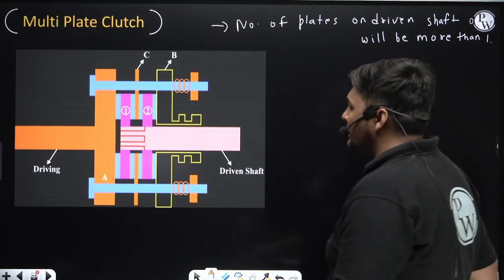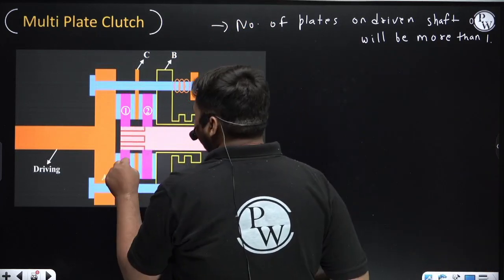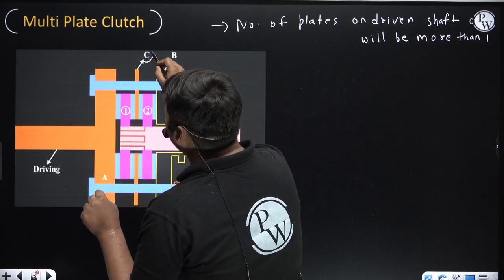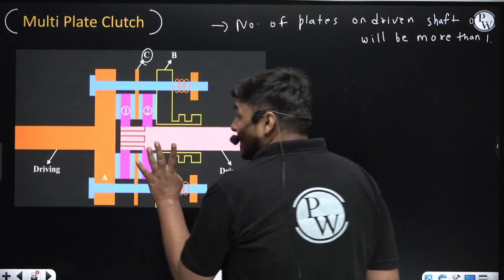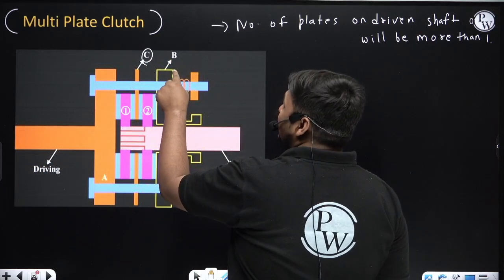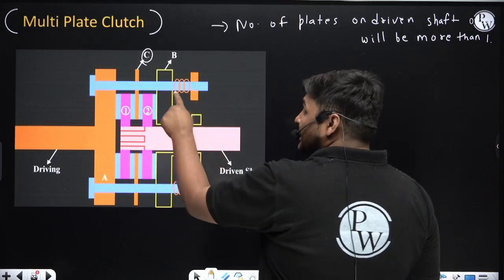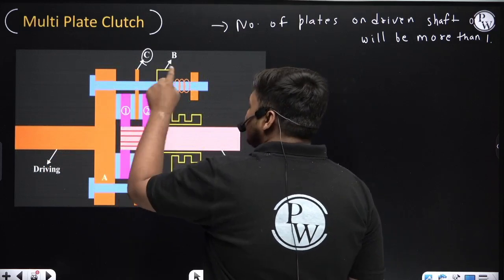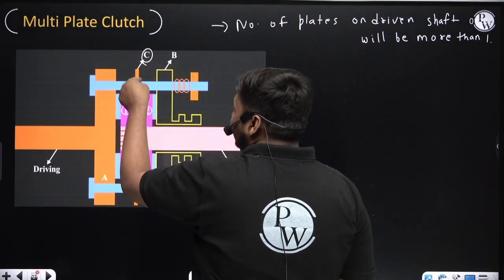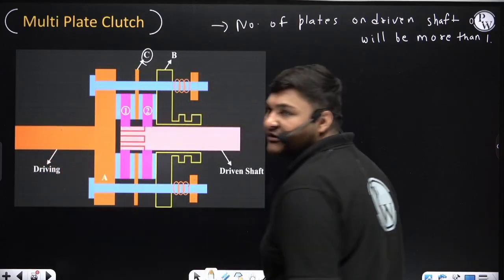How? These plates 1 and 2 are mounted on the driven shaft. This is plate A, suppose this is plate B, and this plate is plate C. This plate A is directly mounted on the driving shaft. This plate B, or pressure plate B, is not mounted on the driven shaft. It is again mounted on the driving shaft, but not directly, through this bolt. Same as plate B, plate C, which is the intermediate plate, is again mounted on the driving shaft through the bolt.